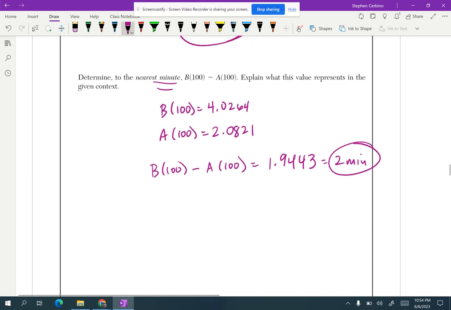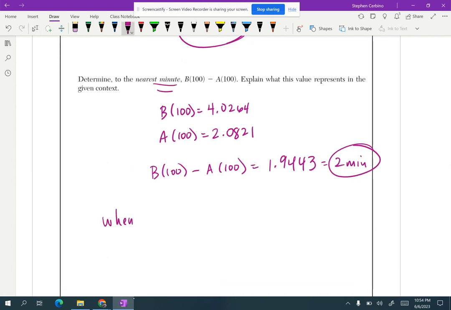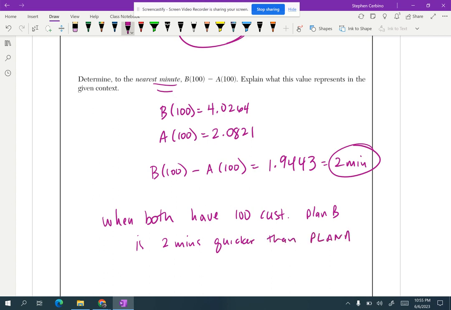So what we can say here is when both have 100 customers, plan B is 2 minutes quicker than plan A. No, not quicker. Sorry. Longer. That would make more sense.